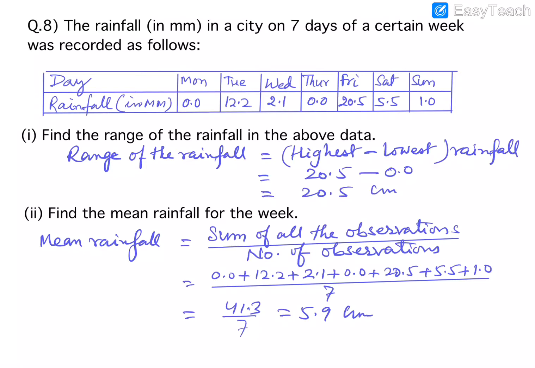So mean rainfall is equal to sum of all the observations upon number of observations. These are the observations, and which are 7 in numbers, 1, 2, 3, 4, 5, 6, 7. It is given that 7 days. And the sum of these observations is 41.3, then divide by 7 gives 5.9. So we can say that 5.9 millimeter rainfall per day has been recorded.